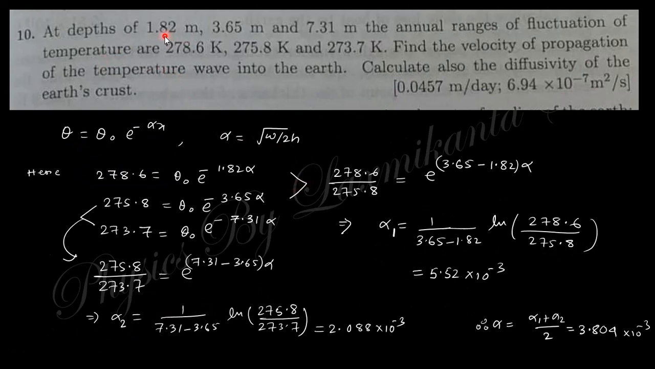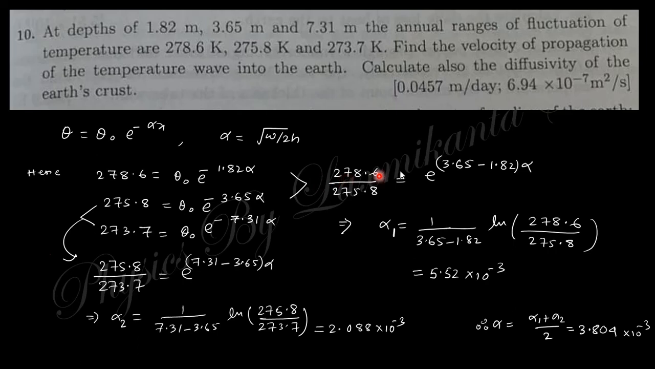Here it says at depths 1.82 meter, 3.65 meter, and 7.31 meter, the annual ranges of fluctuation of the temperature are like that. So this is the temperature at that distance. Find the velocity of propagation of the temperature wave into the earth. You know this is the general form of a wave propagating within the earth or a material. So put in these three values: the temperature and the corresponding distance.